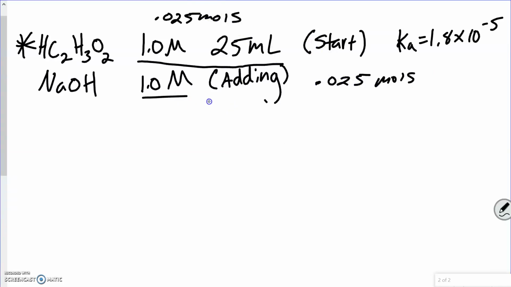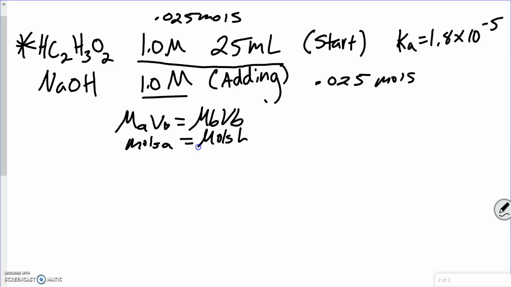So again, we could calculate what volume of sodium hydroxide we need to reach the equivalence point. That can be a very common problem. That could be calculated by using our MAVA equals MBVB. Again, moles have to be equal at the equivalence point. Well, molarity times volume gives us moles of the acid. Molarity times volume gives us moles of the base. Moles of the acid equal the moles of the base. So this is only a usable equation at the equivalence point.